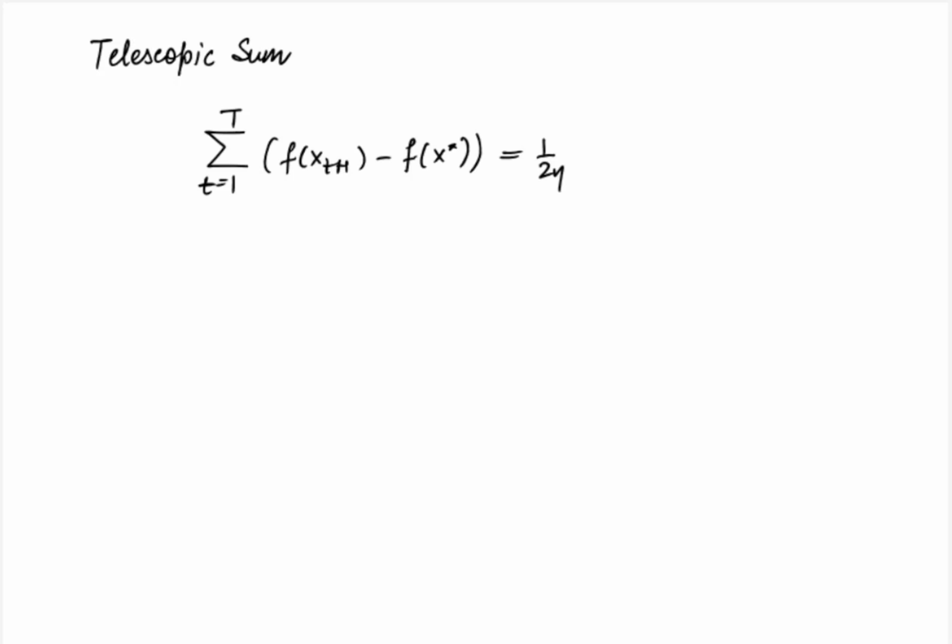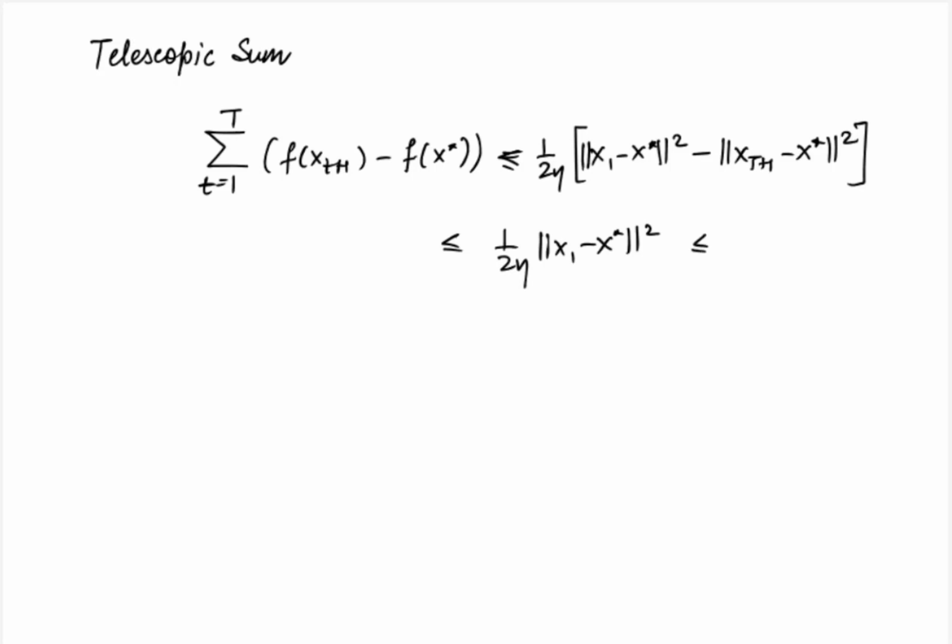Then taking telescopic sum, we have that summation over t from 1 to capital T, f of xt plus 1 minus f of x star is less than equal to 1 by 2 eta times norm square x1 minus x star minus norm square xt plus 1 minus x star. The negative term can be dropped so that this is less than equal to 1 by 2 eta norm square of x1 minus x star, which is bounded by b over 2 eta, where b was the initial square distance from the optimum.